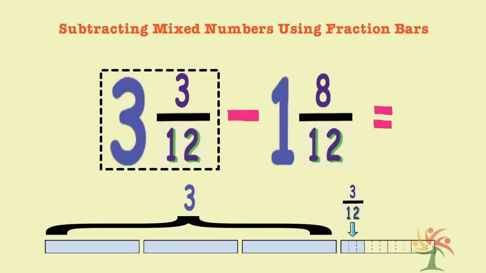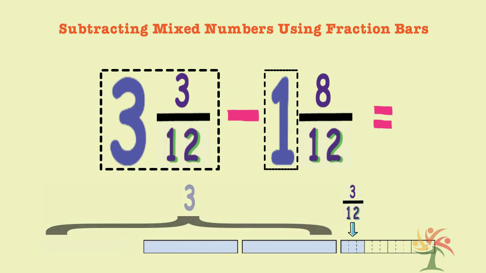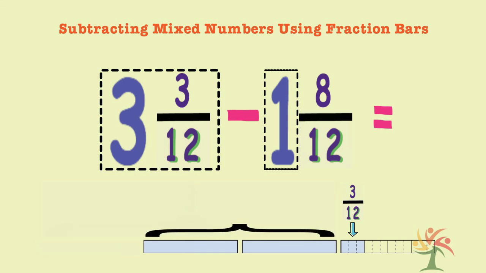Now, our problem is asking us to take away 1 8/12 from 3 3/12. So firstly, let's get rid of the one whole. And there it goes. So those three wholes now become two wholes. So now the only thing left to do is take away 8/12.